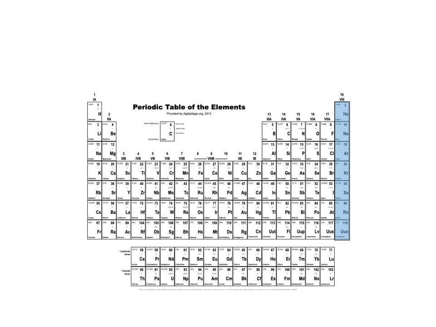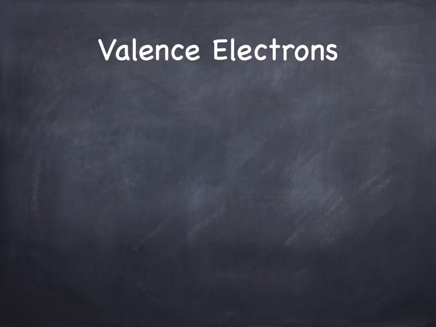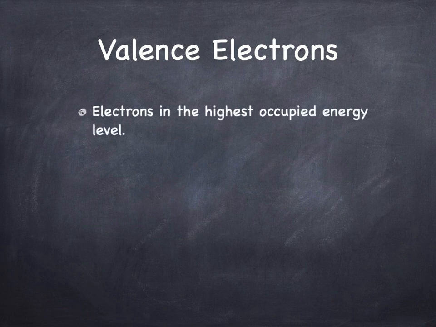In particular, we learned that noble gases have exceptionally stable electron configurations. And so atoms tend to gain or lose electrons, at least those close to the noble gases, in order to mimic those noble gas electron configurations. One of the ways that we identify these trends is by looking at what are called valence electrons. Valence electrons are the electrons in the highest occupied energy level for an atom.